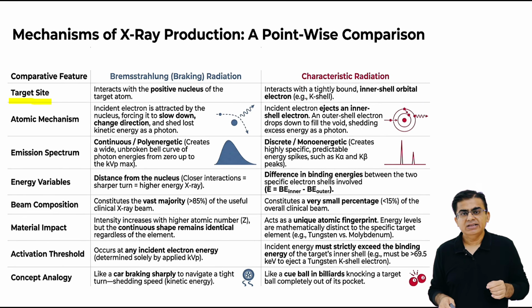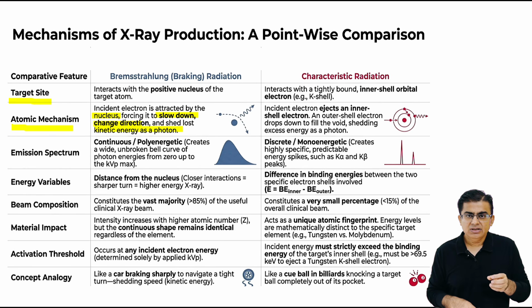Next, let us compare the exact atomic mechanism. In Bremsstrahlung, the incoming electron is strongly attracted by the positive nucleus. This invisible pull forces the electron to rapidly slow down and change its path. The kinetic energy it loses during the sudden braking maneuver is shed as an X-ray photon.